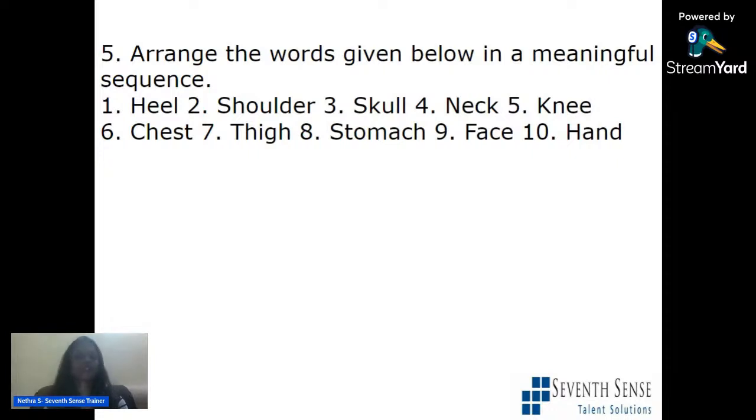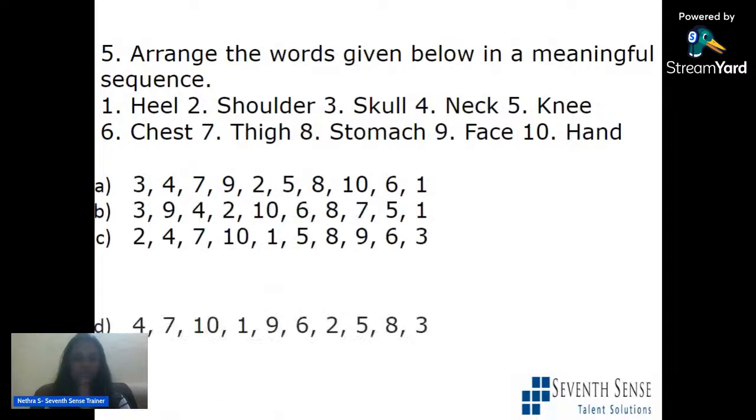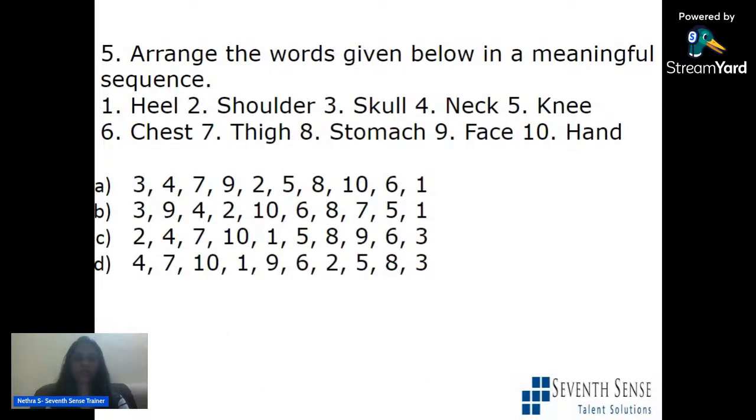Here is the fifth question. Arrange the words given below in a meaningful sequence. So here first word is heel, second one is shoulder, third one is skull, fourth one is neck, fifth one is knee, sixth one is chest, seventh one thigh, eighth one stomach, ninth one face, tenth one hand. So these are your options. You can see the question, analyze it, and give the proper answer.